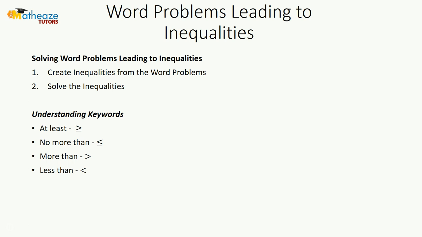Now let's look at some keywords. When you see "at least," it means greater than or equal to a specific value. When you see "no more than," it means less than or equal to a particular quantity. When you see "more than," it's greater than. When you see "less than," you know what that means. It's less than.